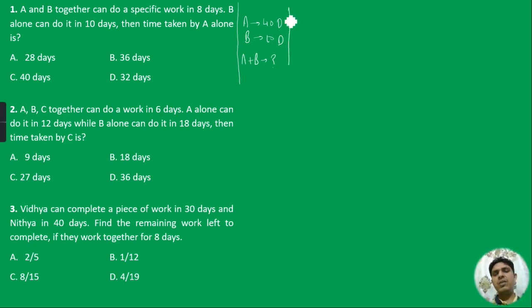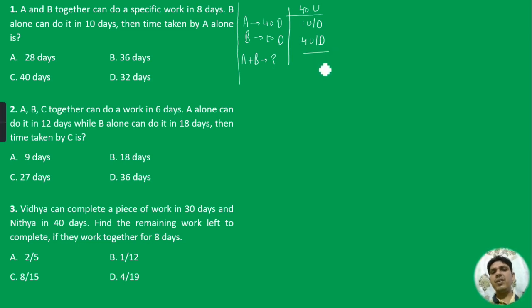For this question, we have to take the LCM of 40 and 10, that will be 40, and we will take the LCM in the form of units. So if we consider 40 units as the complete work, 1 day work of A will be 40 units divided by 40 days, that is 1 unit per day. If we check for B, B completes a work in 10 days, then 1 day work of B will be 40 divided by 10, that is 4 units per day.